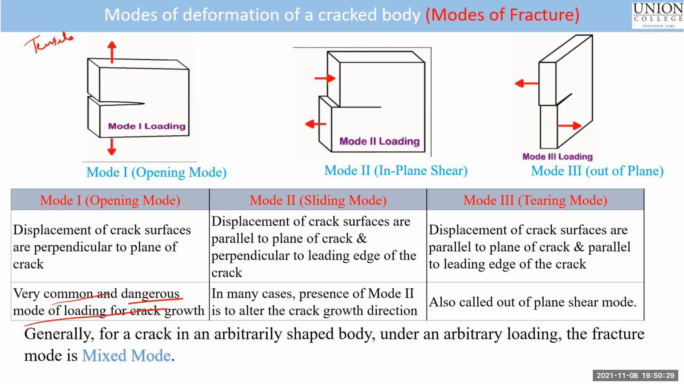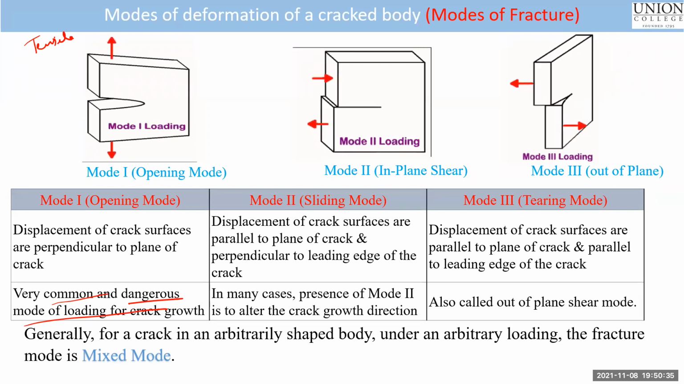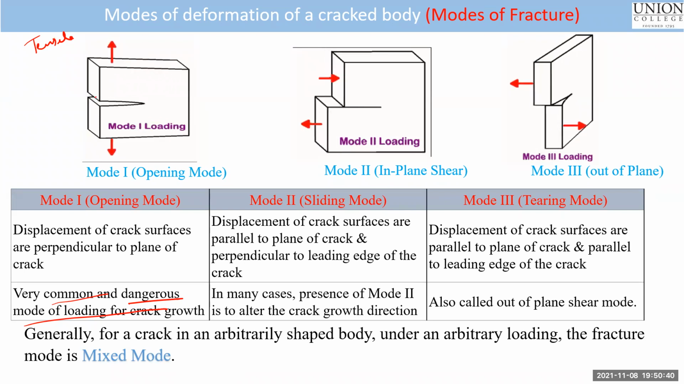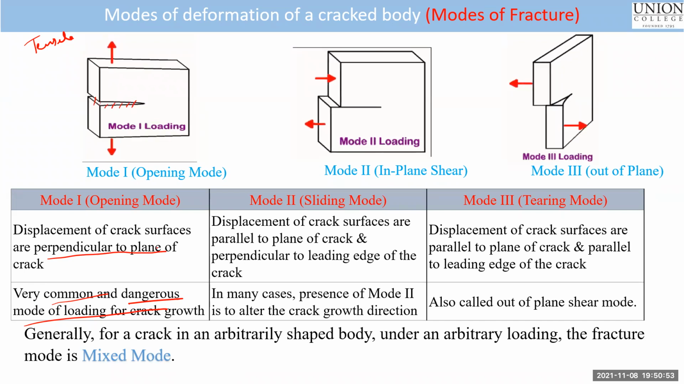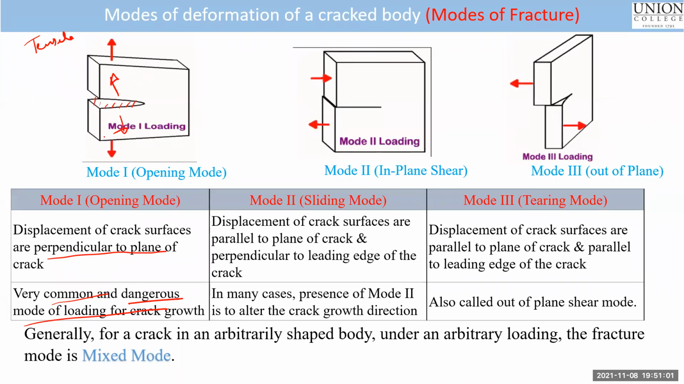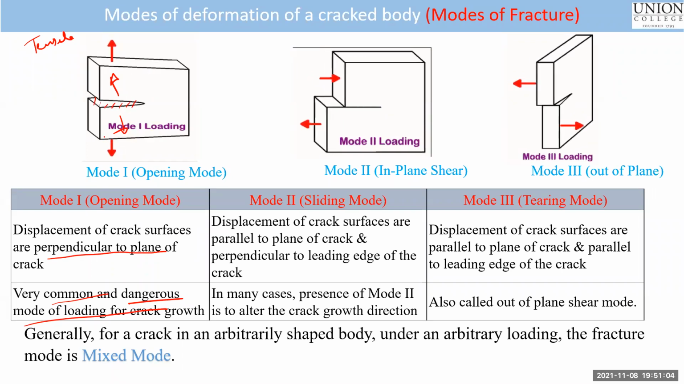The second mode, or the first mode itself, if you observe the mode of deformation, if this is the crack surface, the displacement of crack surfaces is perpendicular to the plane of crack. The plane of crack is the hashed region I have drawn. The displacement is in this direction, perpendicular to this plane of crack, right? That's the most dangerous mode of cracking. It's called mode one. It's universal.